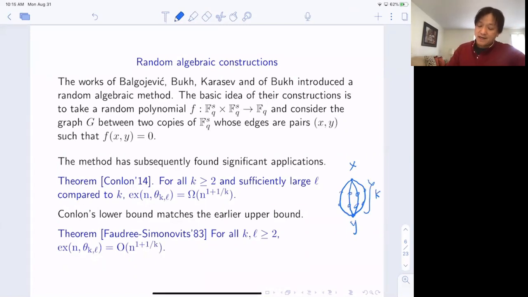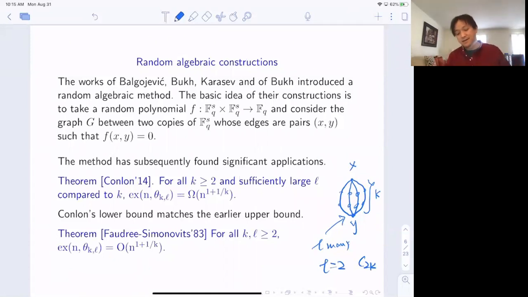You may recognize that if L is 2, you simply get C_2k, right? And you may recognize this exponent 1 plus 1 over k is an upper bound for C_2k. And it was a long standing conjecture of Erdős and Simonovits that for C_2k, the Turán number should also be lower bounded by n to the 1 plus 1 over k. But that's still open except for k equals 2, 3, and 5.